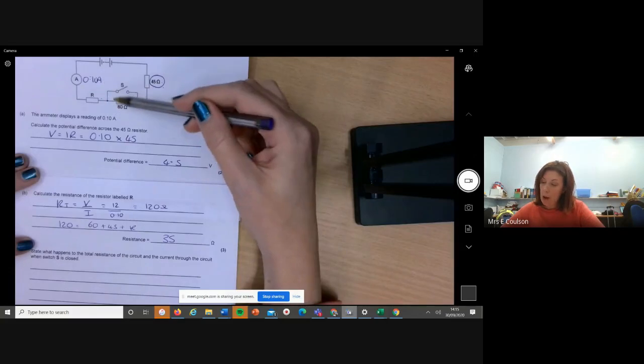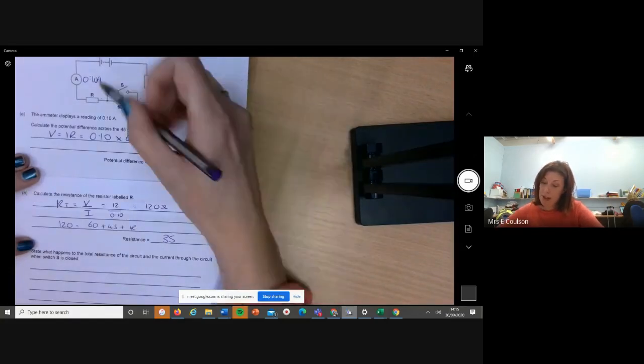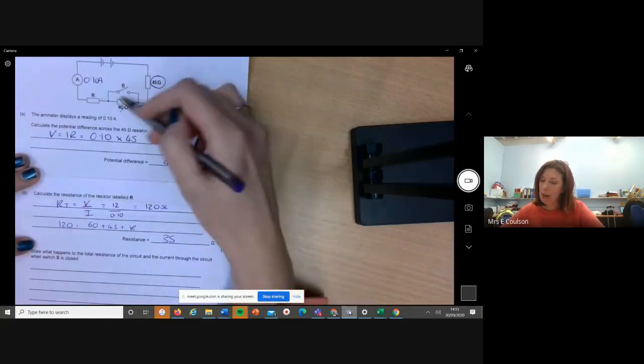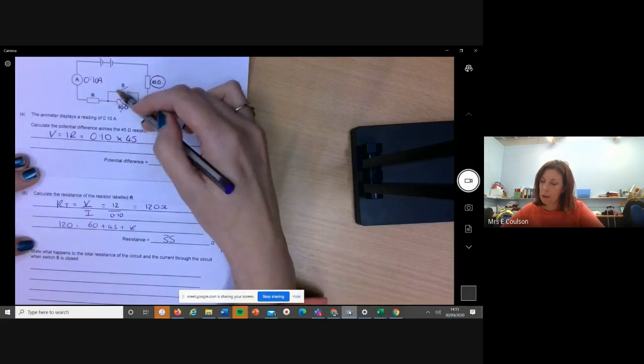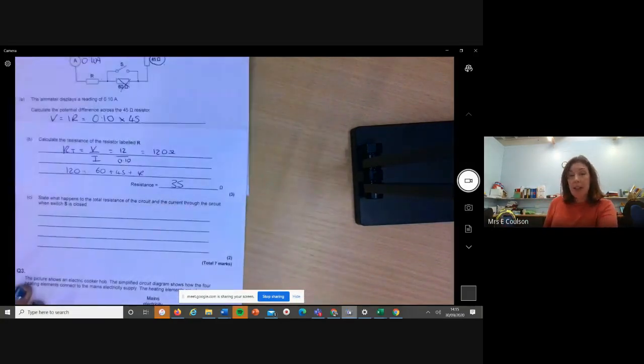So what you're doing overall is reducing the resistance in the circuit because you're getting rid of this one. It's no longer there. It is there, but the current would much rather flow through the switch here. So your overall resistance is now less.